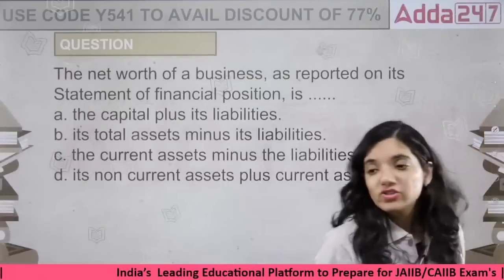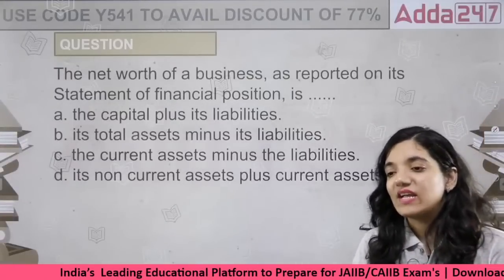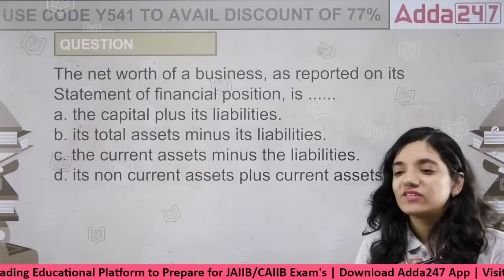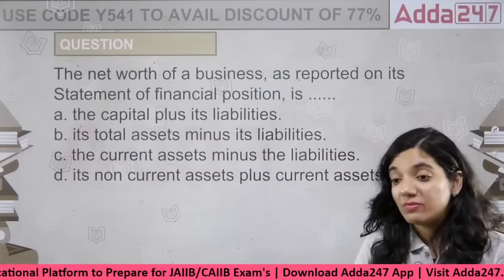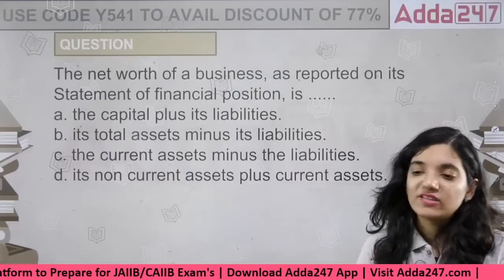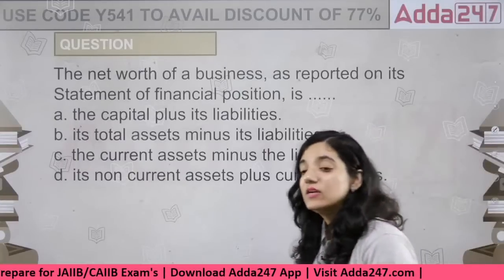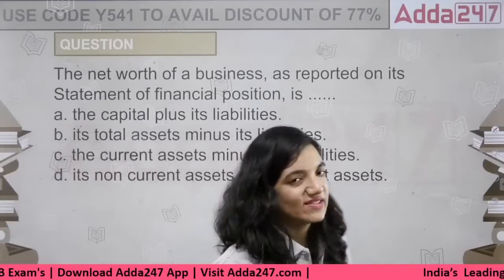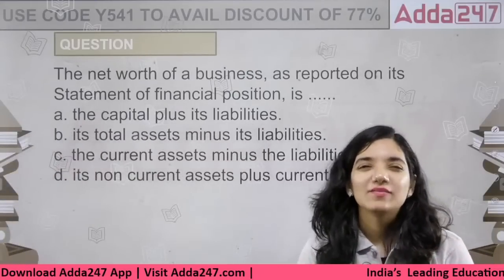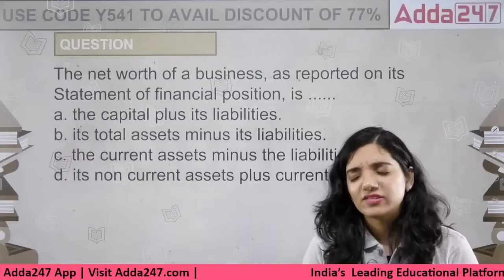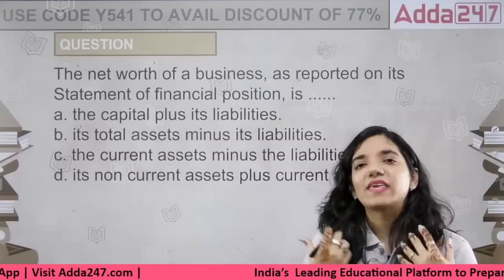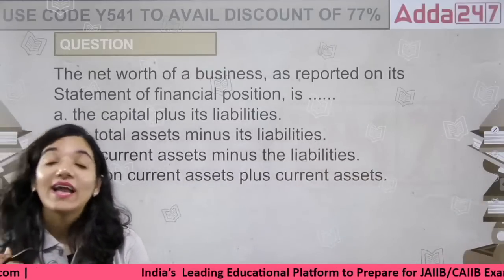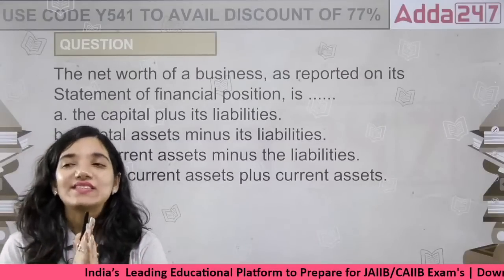Moving on to the next question. It says the net worth of a business as reported on its statement of financial position is the capital plus its liabilities, the total assets minus the liabilities, current assets minus the liabilities, or its non-current assets plus the current assets. Net worth is basically the amount which the business person is putting in the business. See, if I put money into the business, that would be my capital plus my reserves and surplus, whatever money is there in the business because I put it or I left it in the business. That's the concept of net worth.